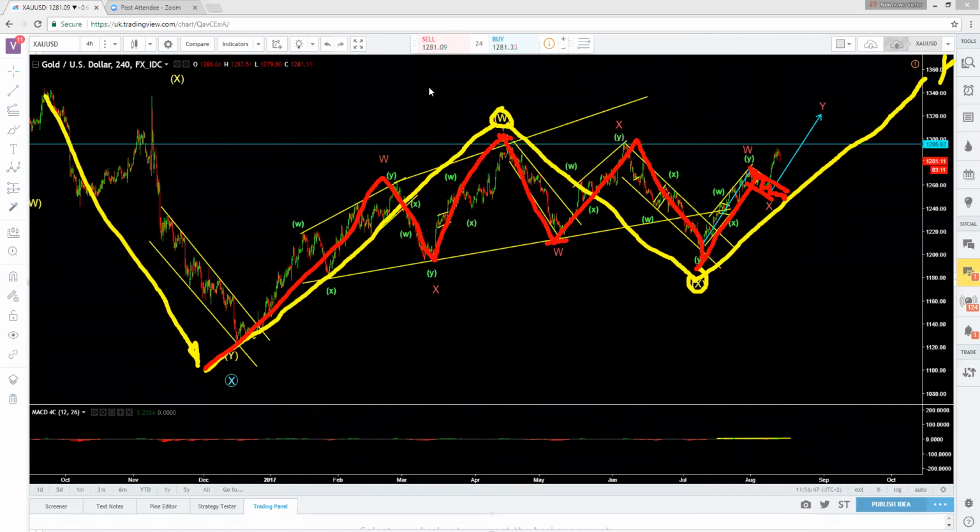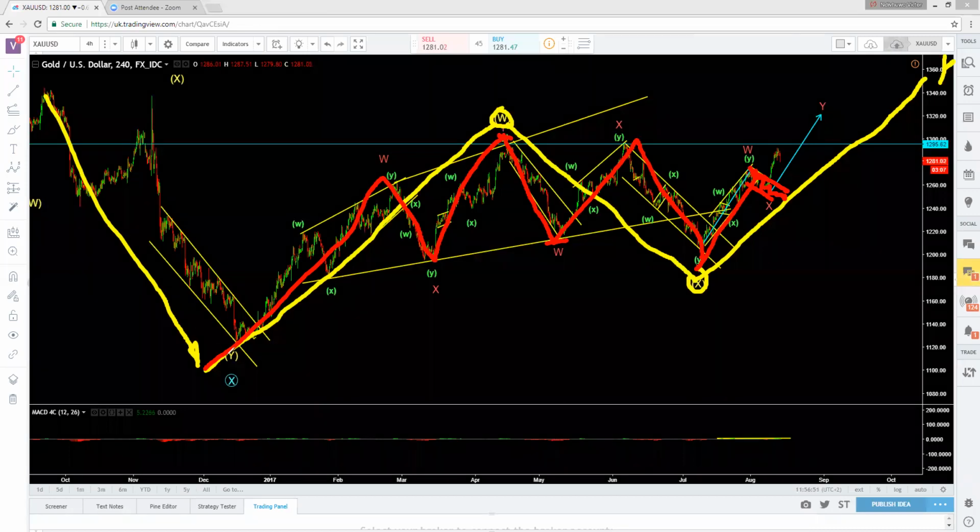Just do this and maybe draw it. So you can see that under the red degree, we've got this WXY in green. WXY in green. Every wave under the red.